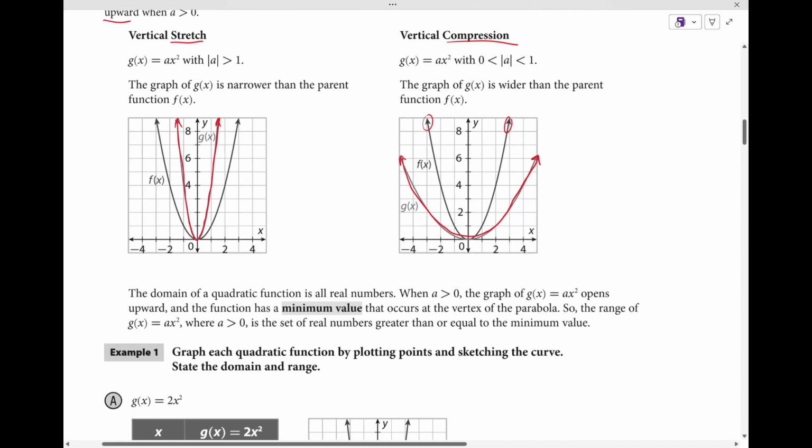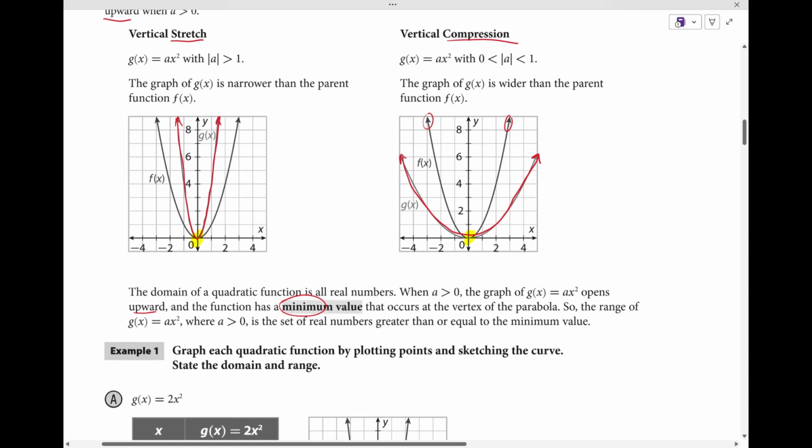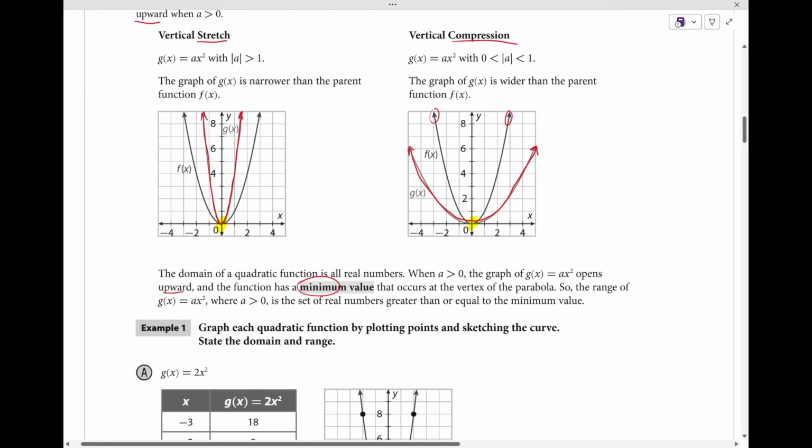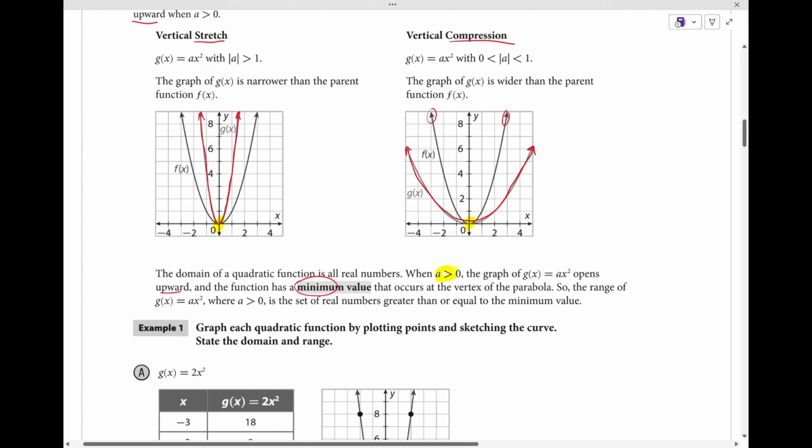Lastly, when the graph opens upwards, then we're going to have a minimum value. Sorry, that's the vertex actually. That's the lowest value on the parabola. So it goes down, that's its lowest point, and then it's only going to go up from there. Same thing, no matter which way it's stretching or compressing, as long as it opens upwards, our a is greater than 0, then it's going to have a minimum value.